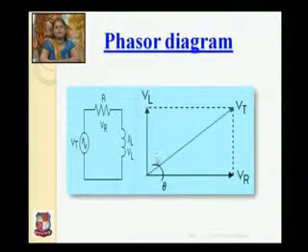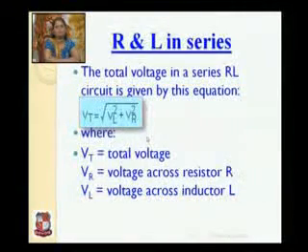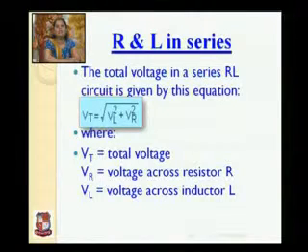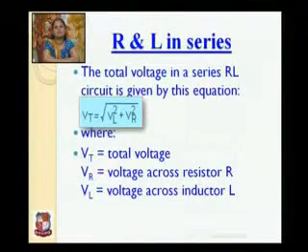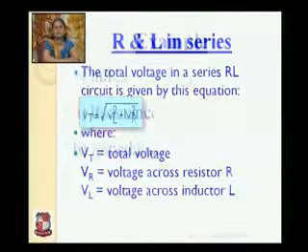And if you have to find the total voltage, draw the parallelogram: one line parallel to VL, a second line parallel to VR, and draw the resultant. So this VT gives you the value of the resultant voltage, which is equal to the square root of VR square plus VL square. Now the total voltage in a series RL circuit is given by this equation from the phasor diagram: VT is equal to the square root of VL square plus VR square, where VT is the total resultant voltage, VR is the voltage across the resistance, and VL is the voltage across the inductor.